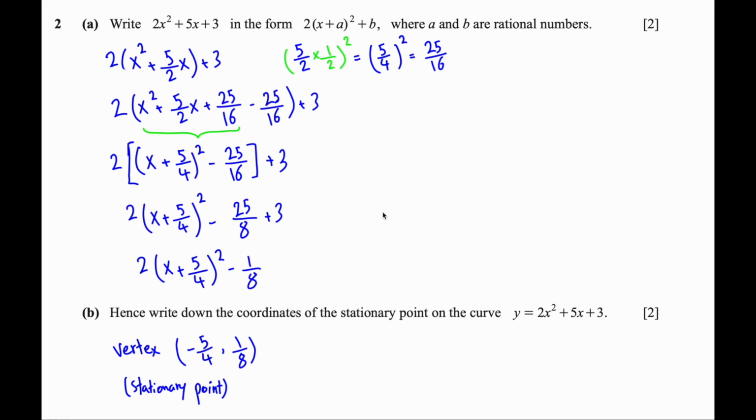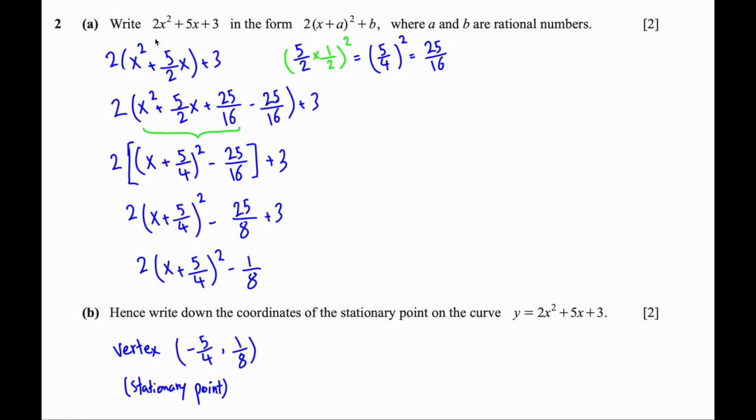Question number 2. I'm given a quadratic expression and I'm asked to write it in this format, and this is quite a frequent question. If you go through past year papers, you see this a lot. This is the completed square format of the same expression. All you have to do at first is make sure there is no coefficient in front of the x squared term. In other words, you can factor it out.